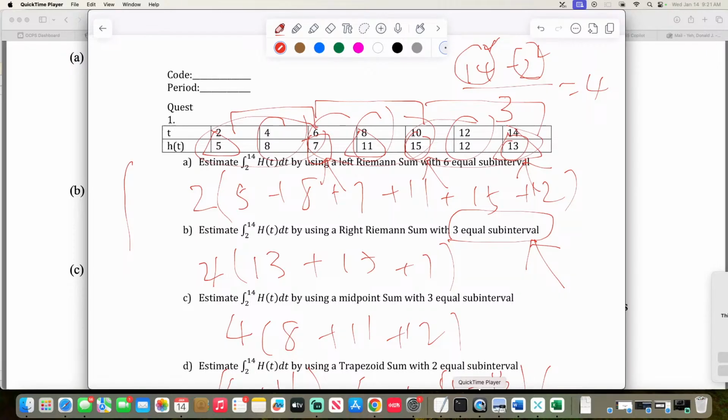And also because it's a midpoint. It's the middle of right end or left end. So midpoint is the only one that does not use right endpoint at all. It does not use left endpoint at all. I'm gonna use the middle between right and left.